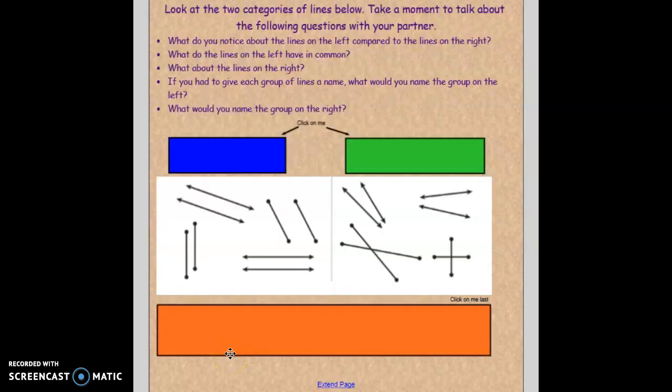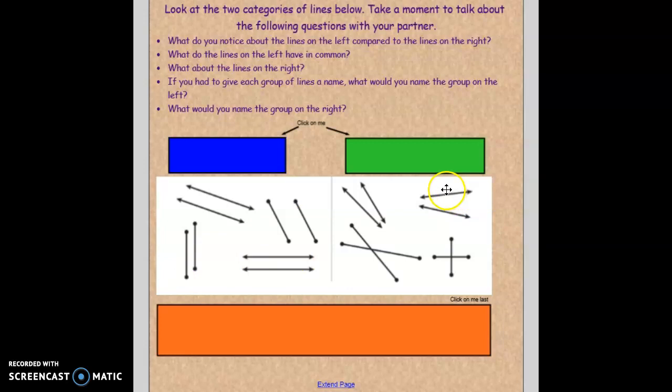Okay, look at the categories of lines below. In other words, look at the two white boxes, okay? I know it says turn and talk with your partner, but again, we're not at school. What do you notice about the lines on the left side of the screen? Look at these lines in this box right here. What do they all have in common? Oh, I notice there's some line segments here too. Lines, lines, line segments, line segments.